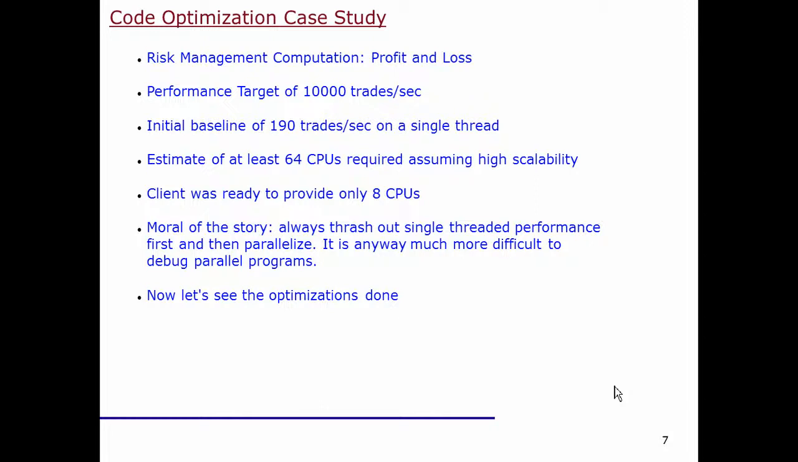The client had a budget crunch and was ready to give only 8 CPUs. Now you have to keep in mind that if we had jumped from one thread to 64 CPUs, it's not necessary that we would have got a 64-fold speed up. On the contrary, we could have had a very hard time optimizing and trying to get the threads to scale. But given the constraint that we had a much smaller number of CPUs, we had to do a lot of single thread optimization before we decided to parallelize.